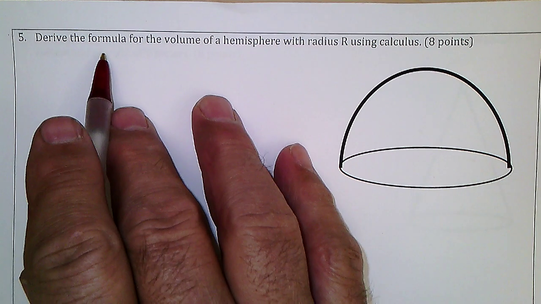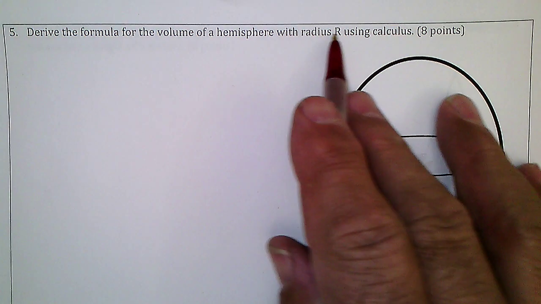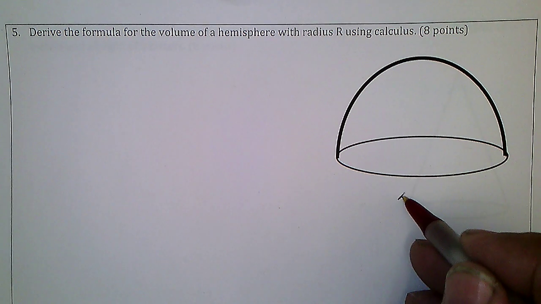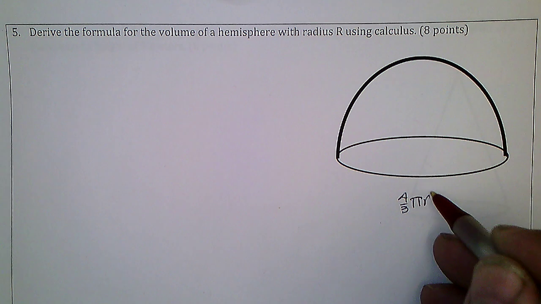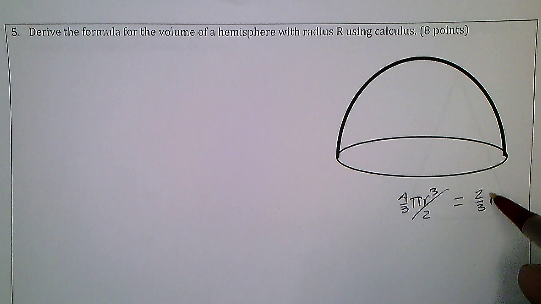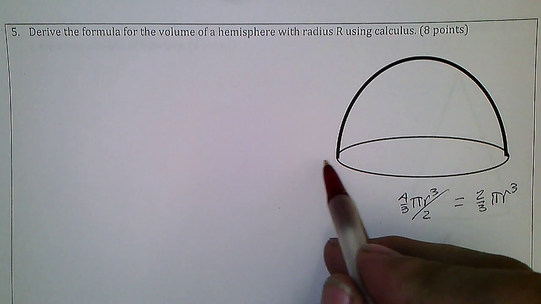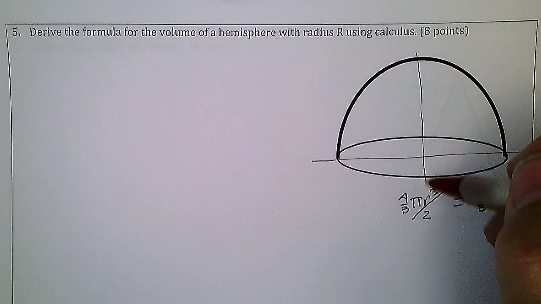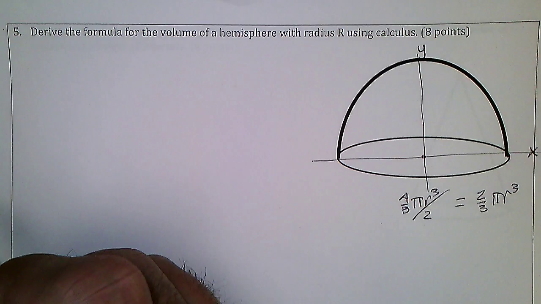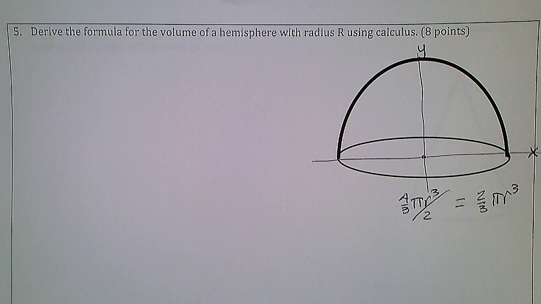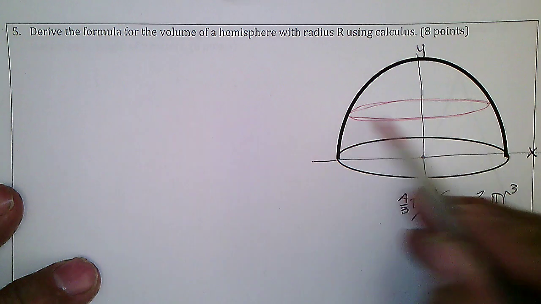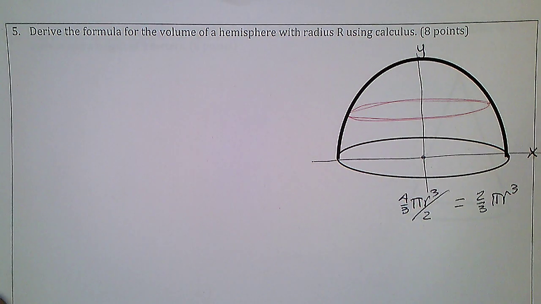Derive the formula for the volume of a hemisphere with radius r using calculus. Now we know the volume of a hemisphere is half of a sphere. That's 4/3 pi r cubed, so the hemisphere would be half of that, which is 2/3 pi r cubed. I'll set my axis there. And I think I'll do the disk method. You could do either. So I'm going to slice it perpendicular to the y-axis, which is that.